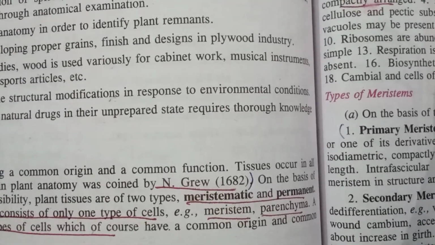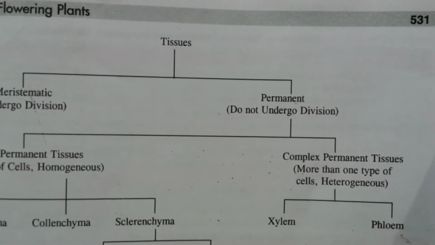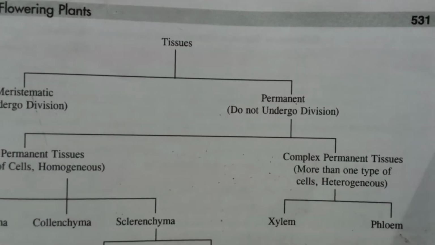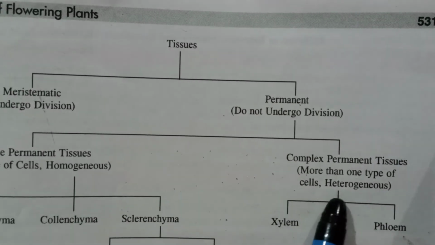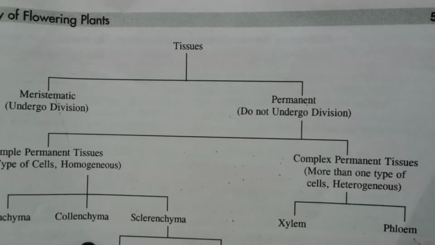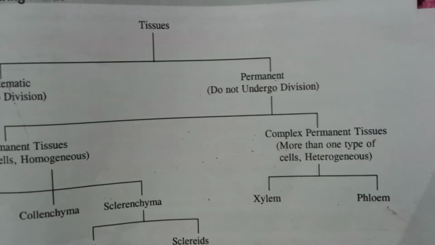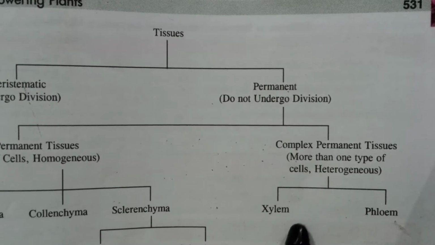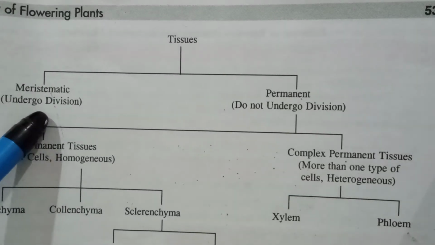Now let's see a line diagram. Here you can see the tissues are basically divided into two groups: meristematic, which undergo division, and permanent, which do not divide further. Permanent tissues are again divided into simple permanent tissue and complex permanent tissue. Simple permanent tissue is subdivided into parenchyma, collenchyma, and sclerenchyma tissues. Sclerenchyma is again divided into fibers and sclereids, and complex tissue into xylem and phloem. Before going into details about the permanent tissue, let us first discuss the meristematic tissue.